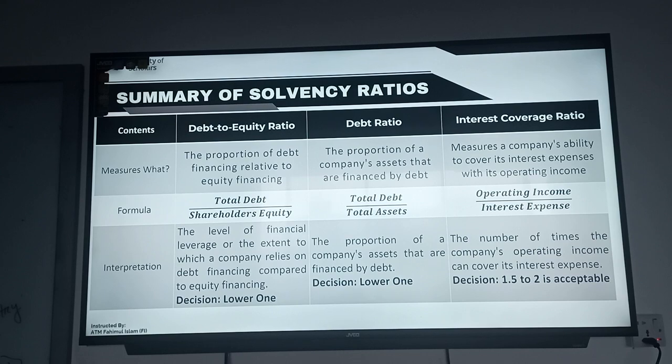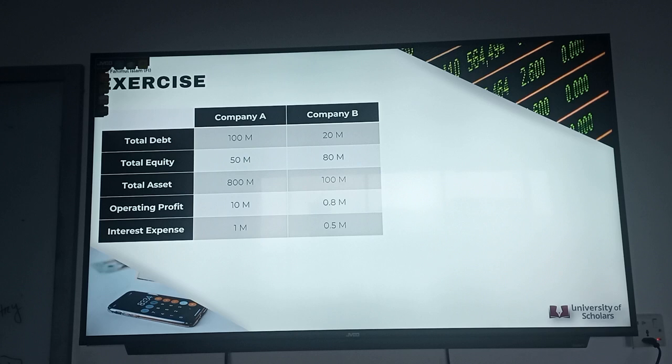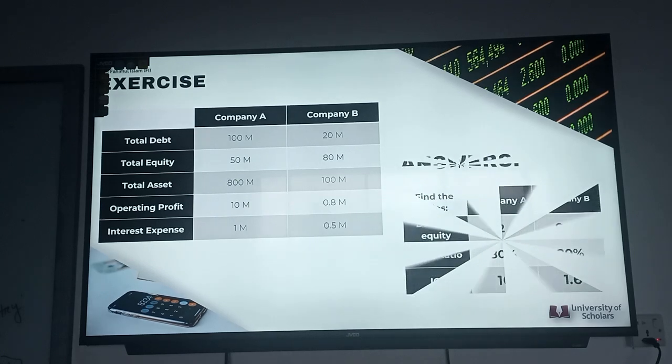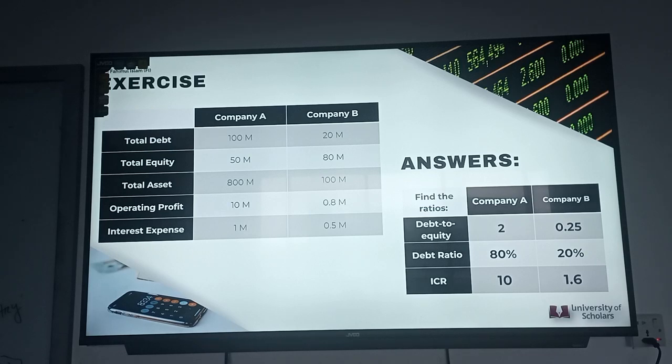Moving on to our exercise. Here, total debt, total equity, total asset, operating profit, and interest expense have been given for company A and company B. We should find the debt to equity ratio, debt ratio, and interest coverage ratio. Here we can see the answers, where company A has better ratios than company B.